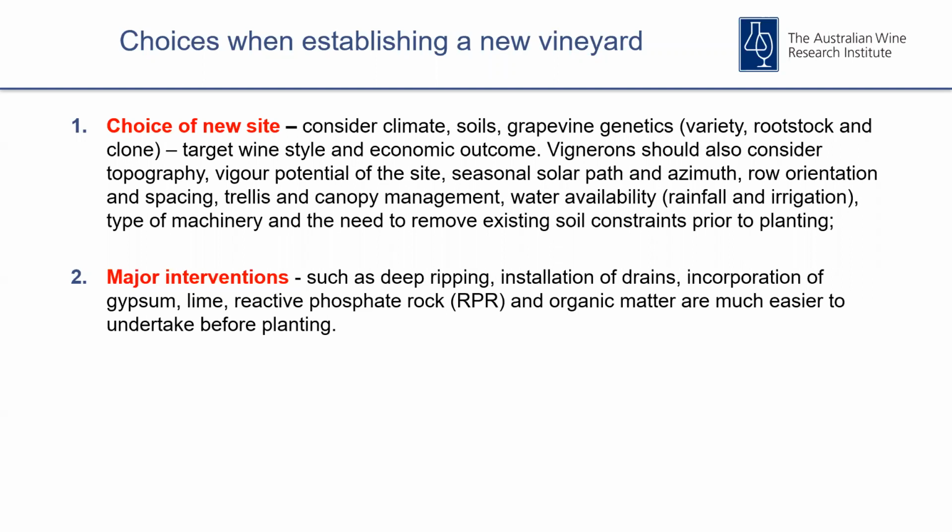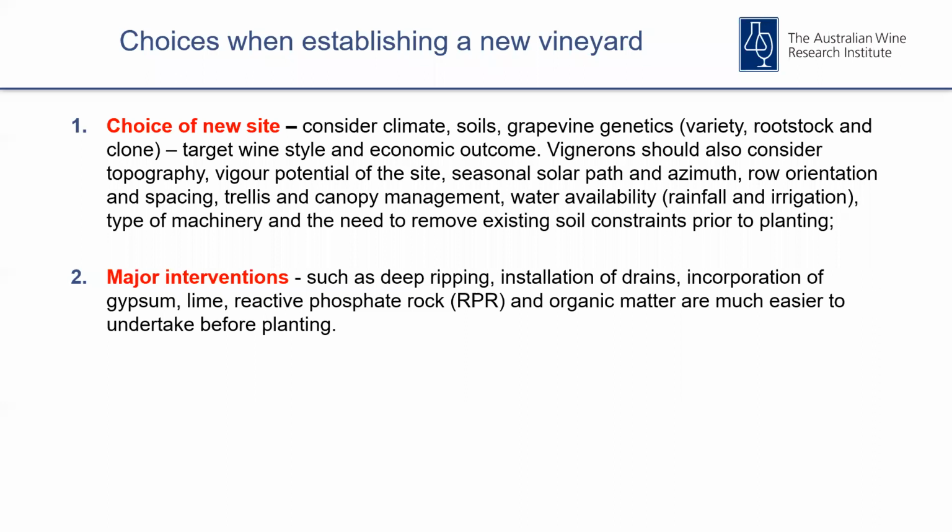And also, obviously, issues to do with topography, the vigor potential of the site, the sun exposure and the solar path. What sort of row orientation you're looking to put in here, trellising and canopy management. Your water availability, both rainfall and likely supplementary irrigation, and the type of machinery that you need to move, and do you need to remove some of those existing soil constraints prior to planting.